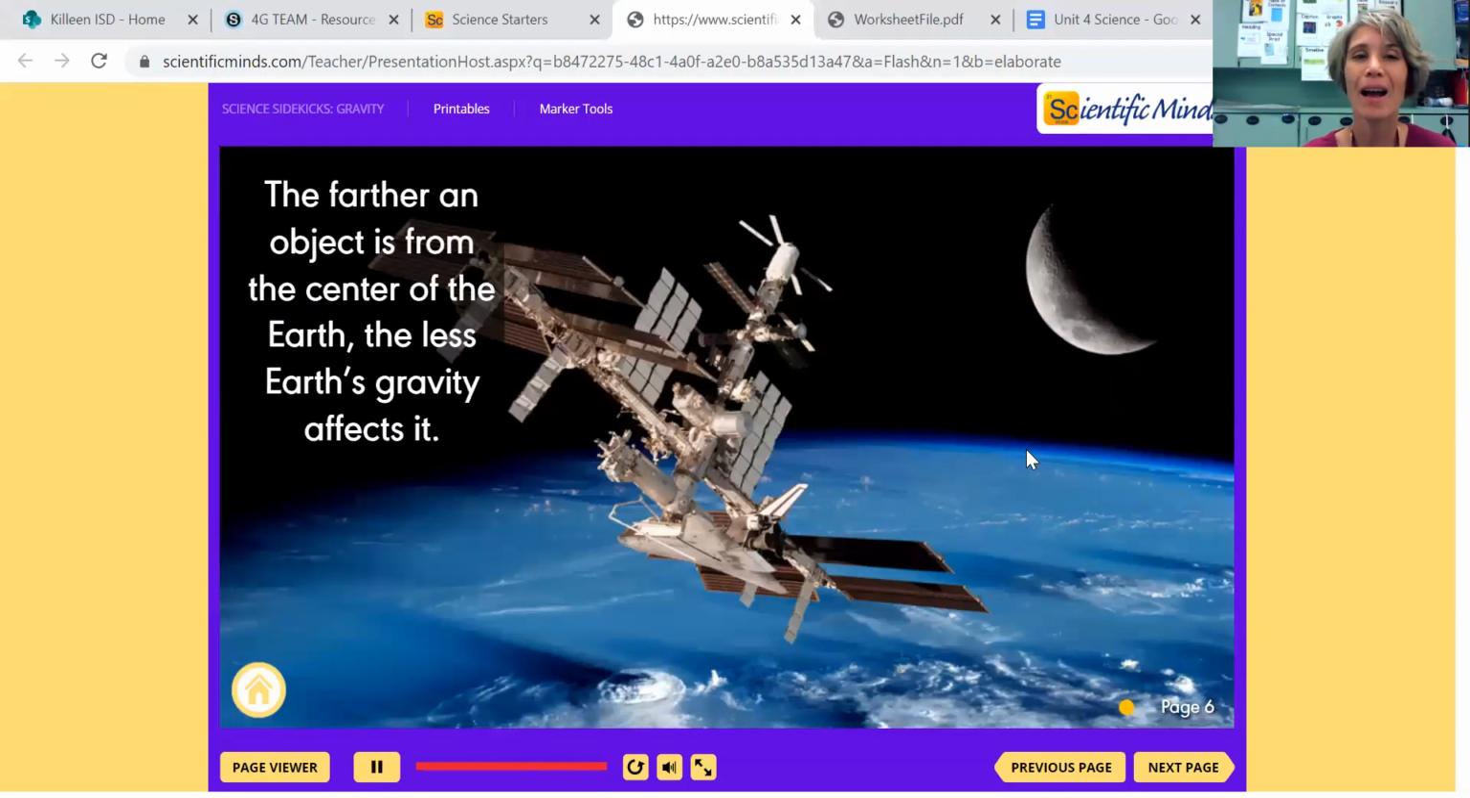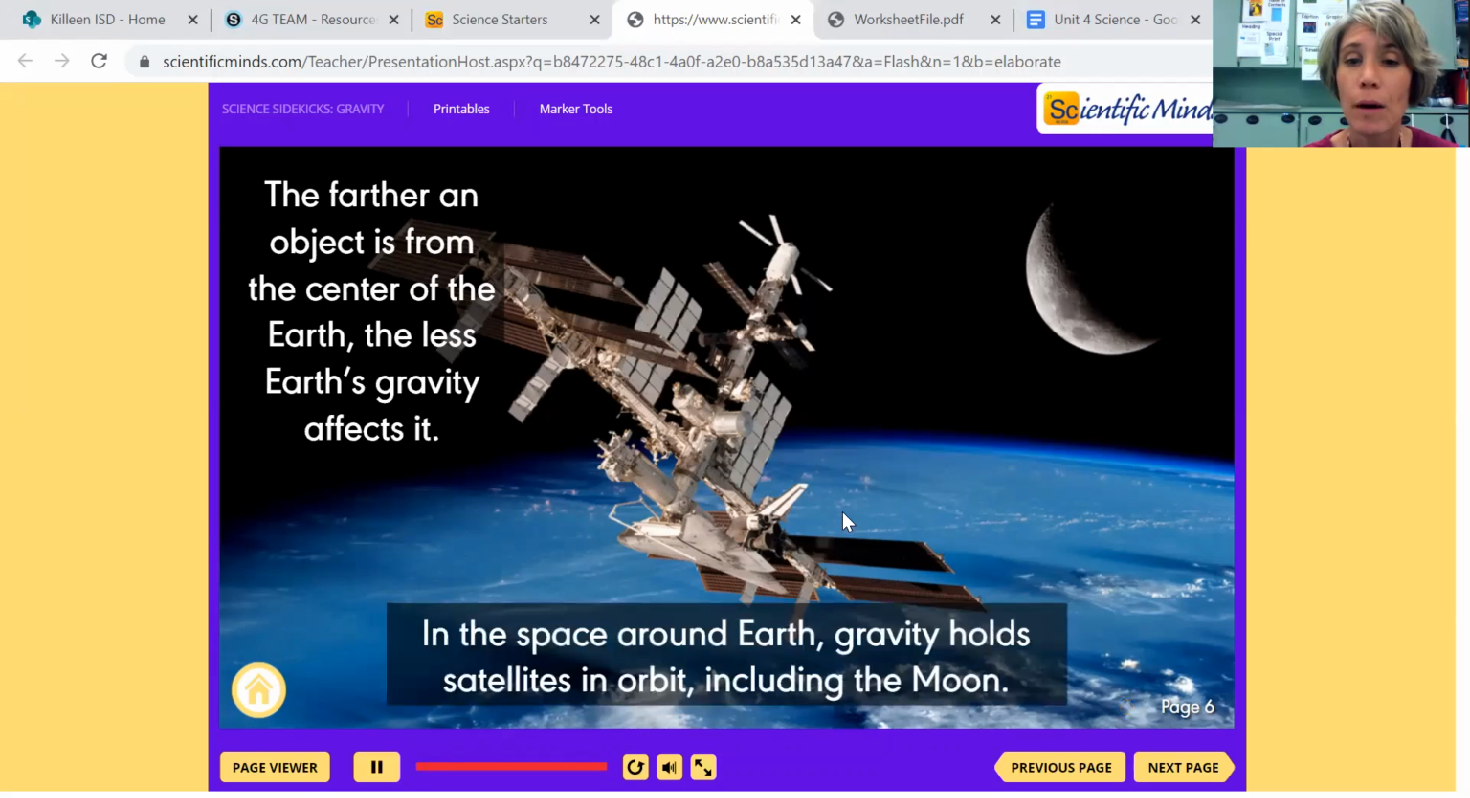All right, now that you're back, the farther an object is from the center of the Earth, the less Earth's gravity affects it. That's why this space station doesn't crash back down to Earth. It's far enough away, the gravity cannot pull it down. In the space around Earth, gravity holds satellites in orbit, including the moon.